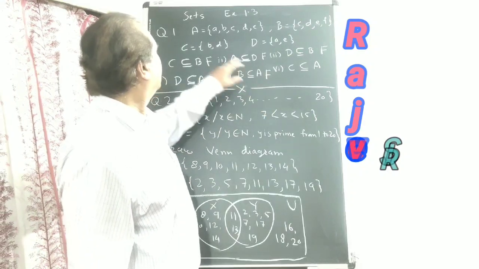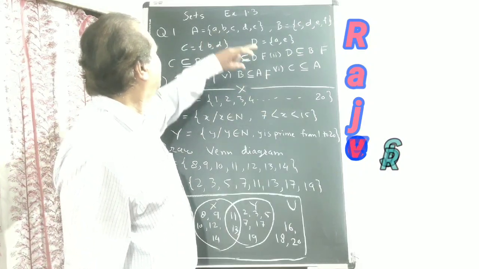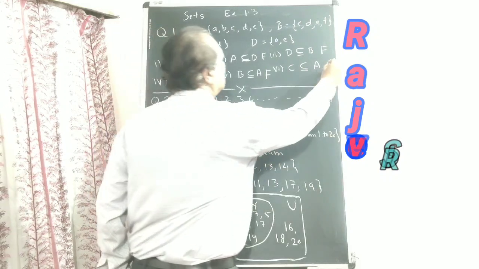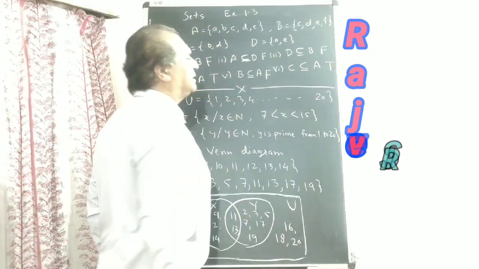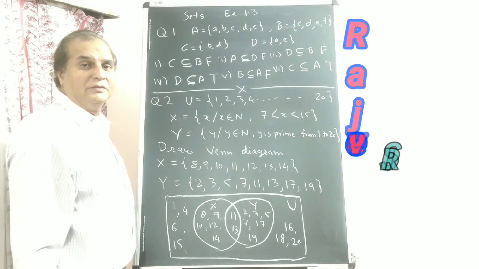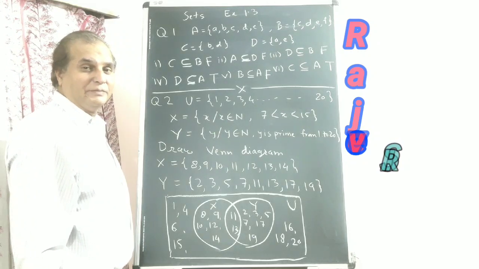C is a subset of A. C has B, D. B, D are in A. Yes, this is true. C subset of A is true. Understood? Very simple. Subset.